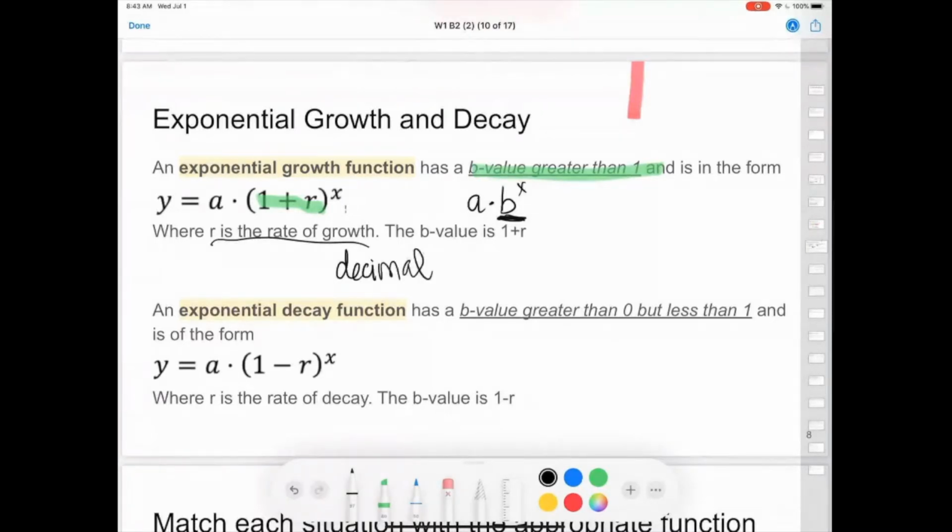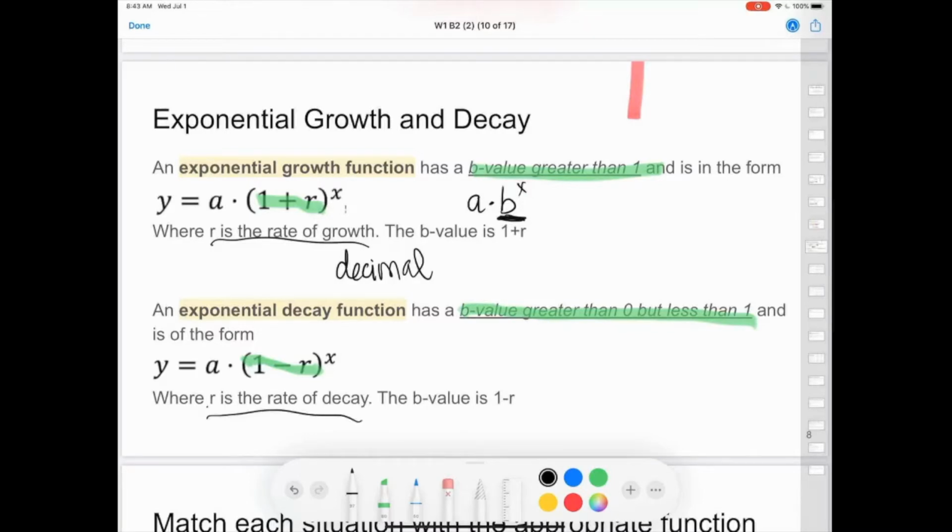Okay, an exponential decay function has a b value greater than 0 but less than 1. This could be a fraction, this could be a decimal, and keep in mind that not all decimals are less than 1. So again, when it's talking about the b value, it's talking about this here. It has to be less than 1. r is the rate of decay, and the b value is 1 minus r.